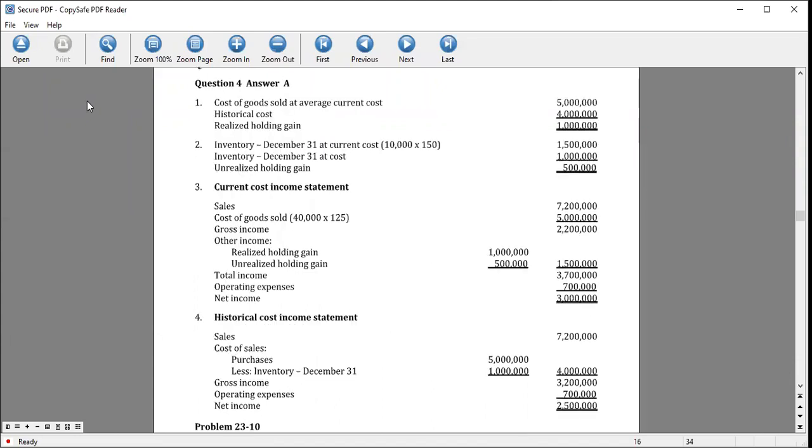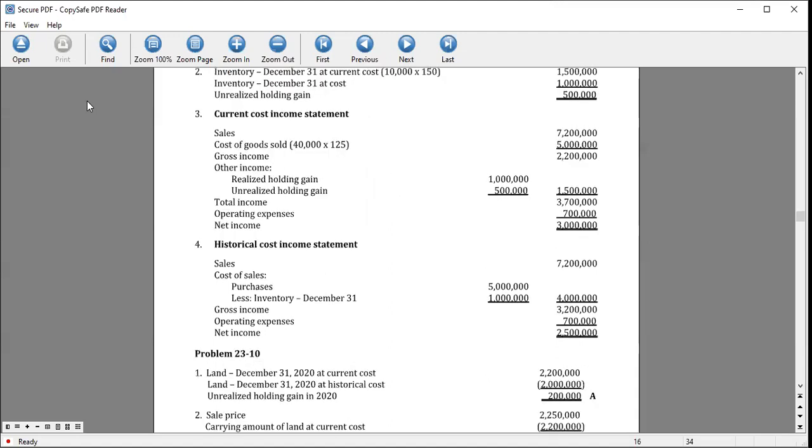In question number 4, what is net income under historical cost accounting for the current year? So we have sales 7.2 million, purchase 5 million minus the ending inventory of 1 million. So we have 4 million, deduct the operating expenses. We have the net income of 2.5 million.